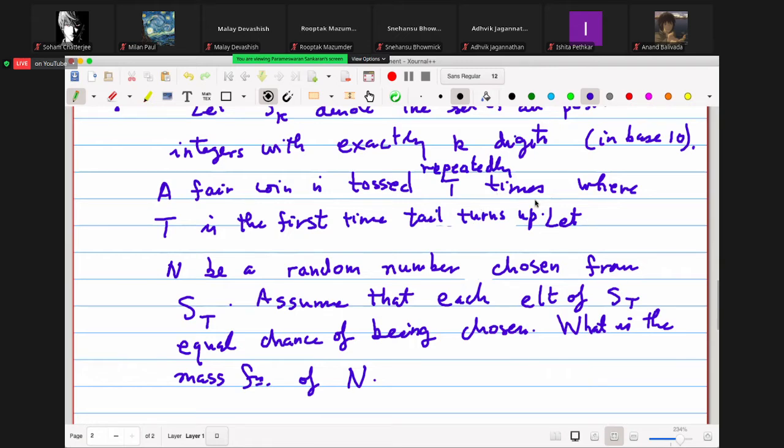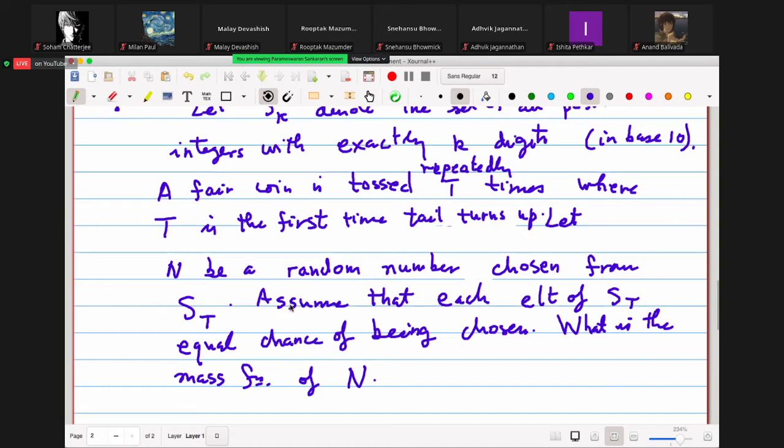T times, where T is the first time the tail turns up. So that's a random number, right? We don't know a specific value for T because it depends on your experiment. You try this experiment, it may turn out that T is some 100, or it may turn out that T is 3, or T equals 2, whatever it is. So T is a random variable.